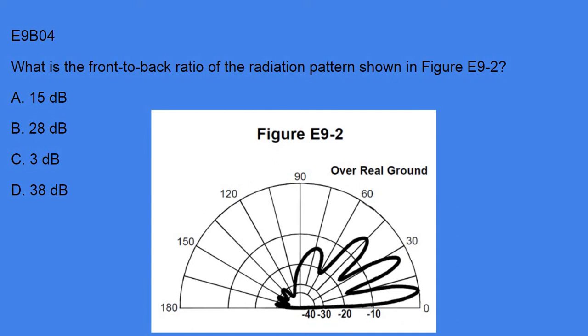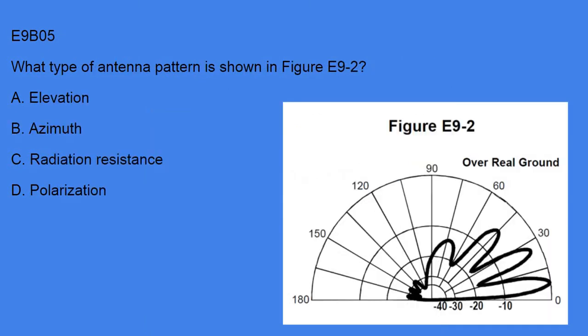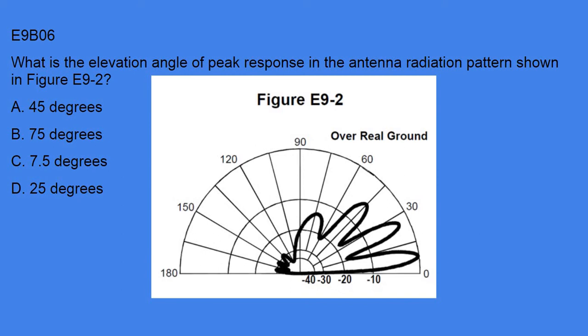E9B04, what is the front to back ratio of the radiation pattern shown in figure E9-2? 28 dB. E9B05, what is the type of antenna pattern shown in figure E9-2? This is elevation. E9B06, what is the elevation angle of peak response in the antenna radiation pattern shown in figure E9-2? It is 7.5 degrees.